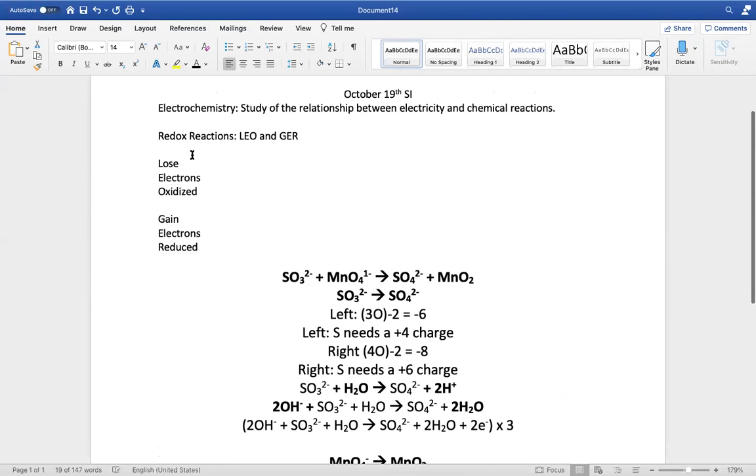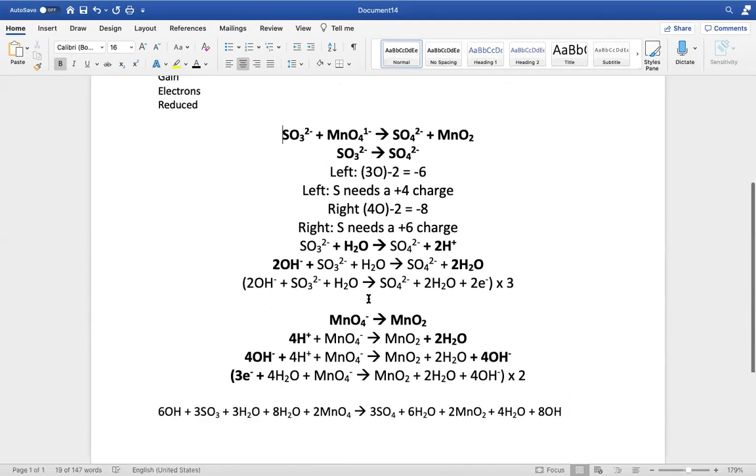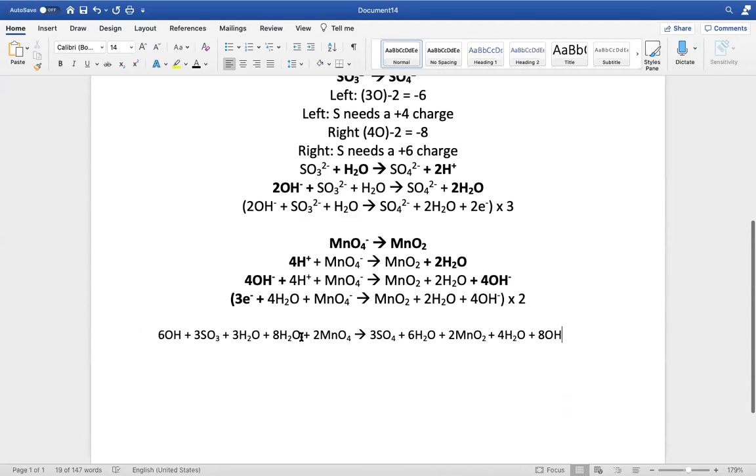We just covered lose electrons oxidized, LEO, gain electrons reduced, GER, and then we started balancing this equation. Does everyone see how you get to this? And then you simplify. That's 10 H2O, 10 H2O, that's 11 H2O. 6 OH, 8 OH.